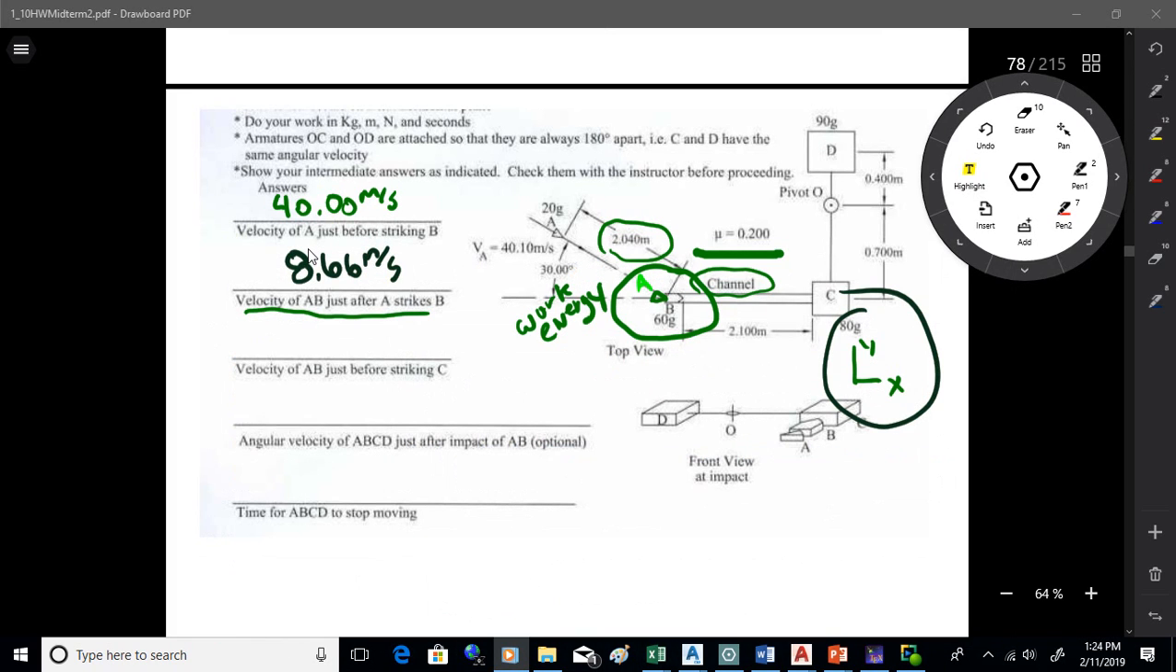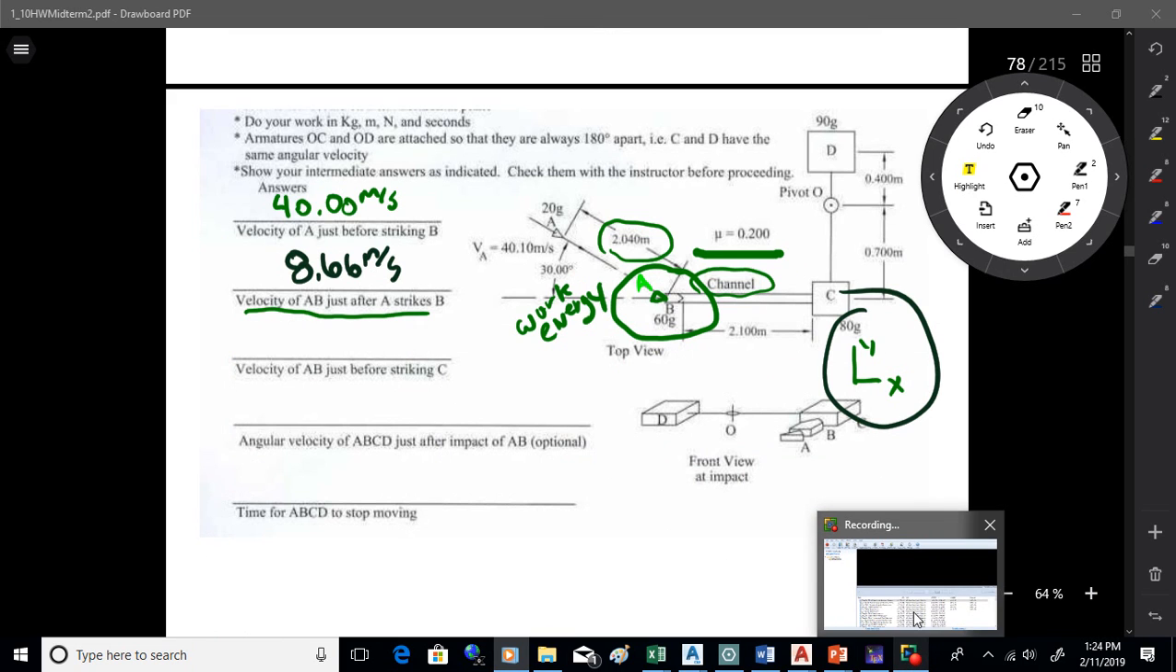So we've got that far so far. So you want to be getting to that velocity of AB just before it strikes C. And then we'll check in on that. And then we want to look at how this whole thing starts to rotate. This is what we want to do.